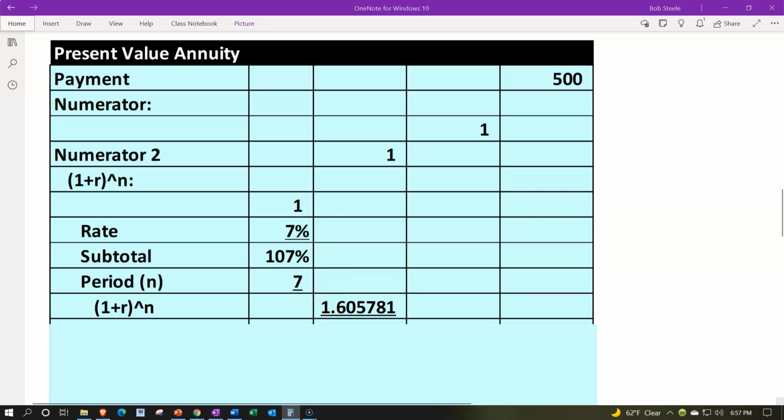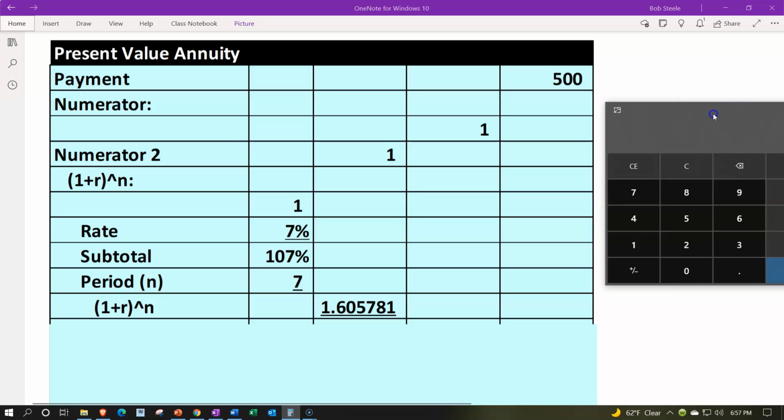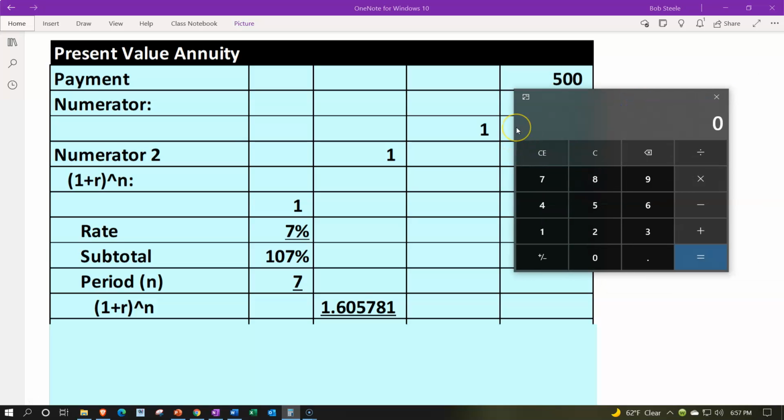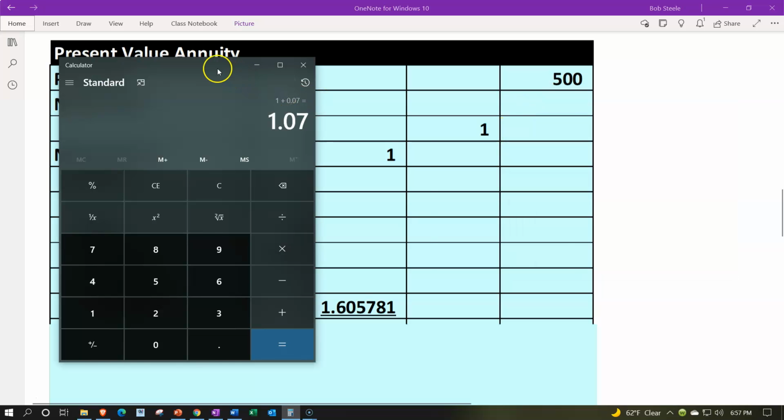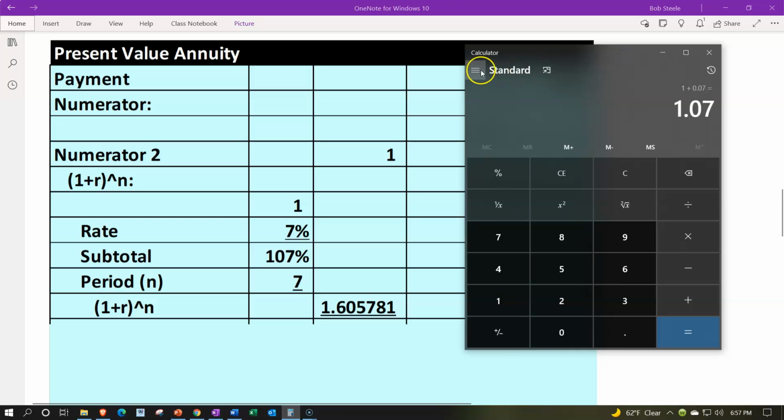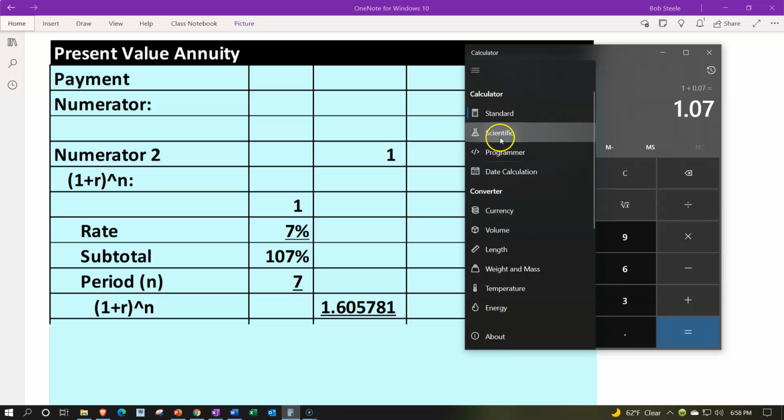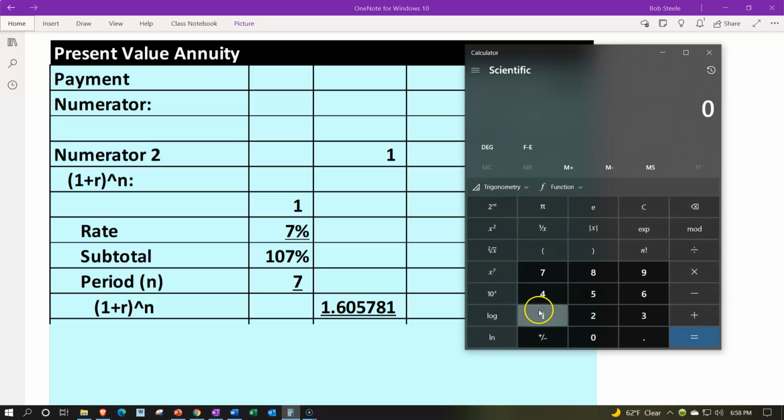So let's do that in the calculator. We'll say 1 plus r, which is 0.07, is 1.07, or 107% to the power of 7. We need a calculator that can do that power work. Make sure you got the calculator you need if you're doing this in a test situation. So I'm going to use a scientific one here. We're getting scientific on it. 1.07 to the power xy gives us the caret of 7.